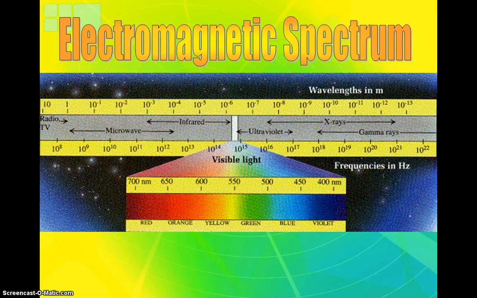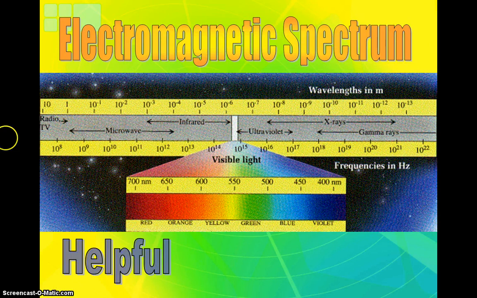So visible light is only a very small range in the electromagnetic spectrum, going from wavelengths of about 400 to 700 nanometers. But all of these are examples of electromagnetic waves, and they just differ based on their wavelength or their frequency. So radio waves and microwaves and infrared waves are fairly large waves, and we typically think of them as helpful. We use them for things.